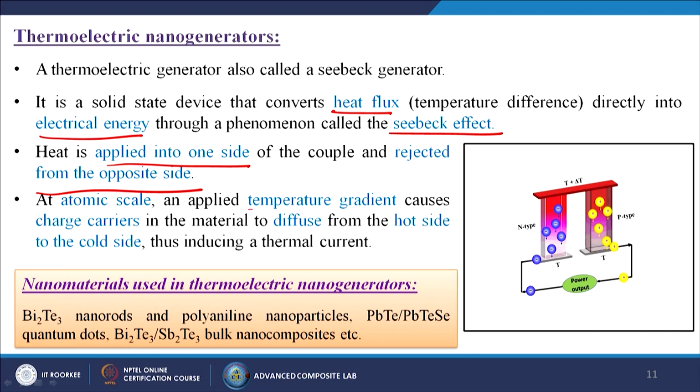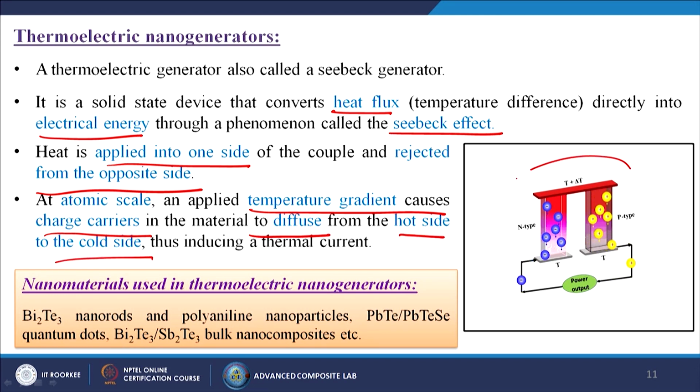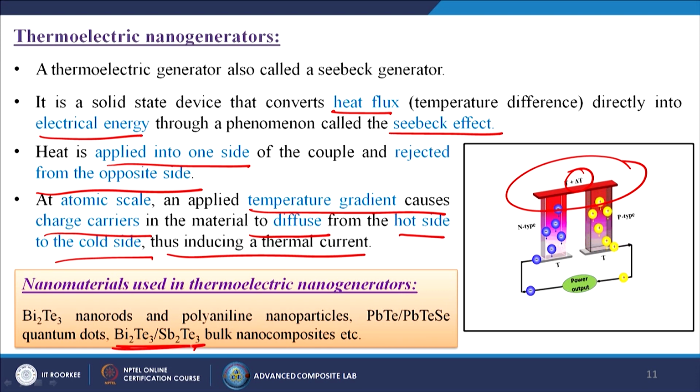At atomic scale, an applied temperature gradient causes the charge carriers in the material to diffuse from the hot side to the cold side. So this side is the hot side and this side is the cold side, thus inducing a thermal current. Here, delta T is the temperature difference, since we are giving the heat there. What kind of nanomaterials are we using? Bi2Te3 nanorods and polyaniline nanoparticles, lead telluride, selenium quantum dots, or Bi2Te3 and Sb2Te3 bulk nanocomposites. We simply add different types of materials to make a combination, so that the efficiency can be increased.